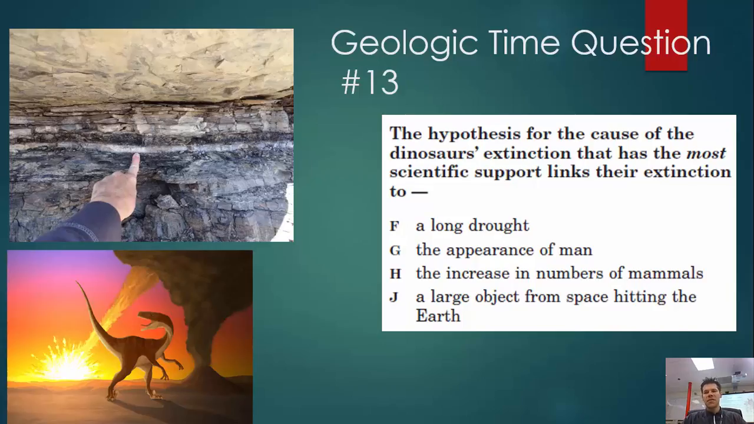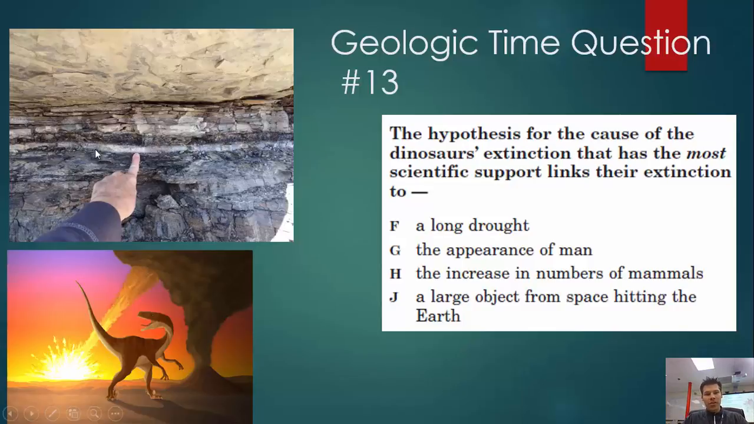The hypothesis for the cause of the dinosaurs' extinction that has the most scientific support links their extinction to, and we've talked about this already before, our most common belief in the extinction of the dinosaurs was a large asteroid impact. And that's not just a wild theory that comes out of nowhere. If you look back at rock that's about 64 million years old, you can see this layer right here.